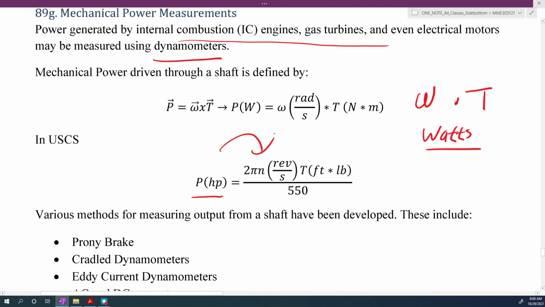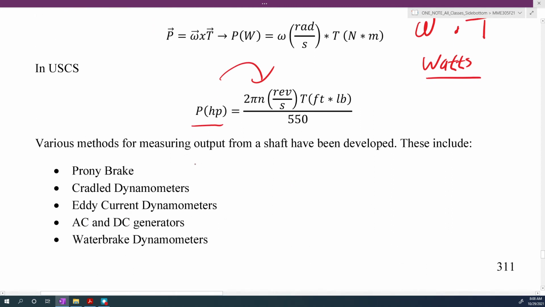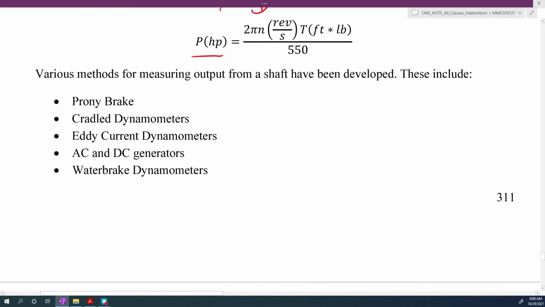Various methods for measuring the output of a shaft have been developed. These are different types of dynamometers. We have a Prony brake, Kahl dynamometer, and eddy current dynamometer. Both AC and DC generators can be used, as well as an air brake dynamometer, to measure power generated and transmitted through a shaft.